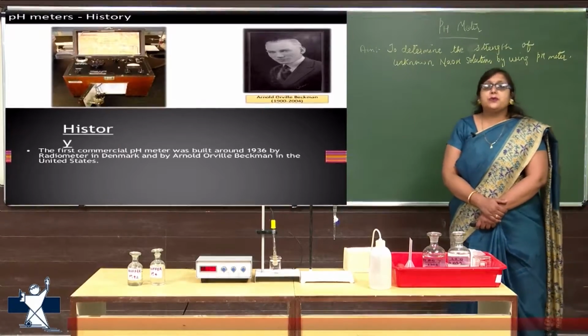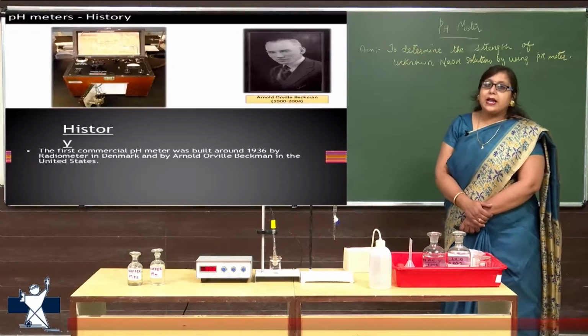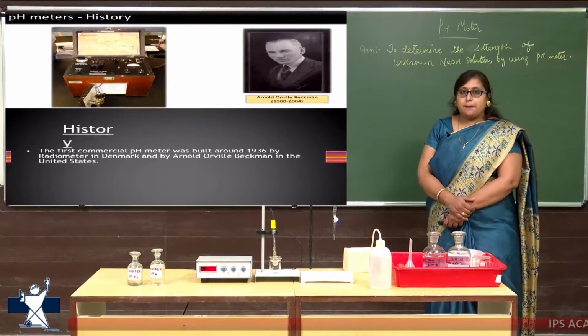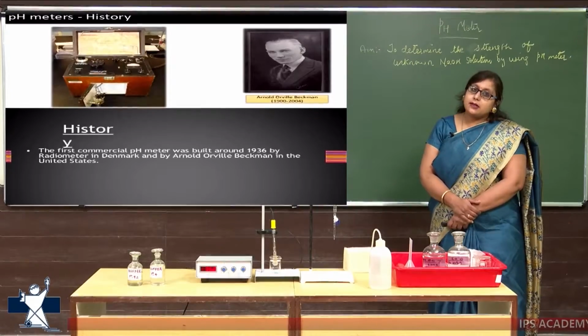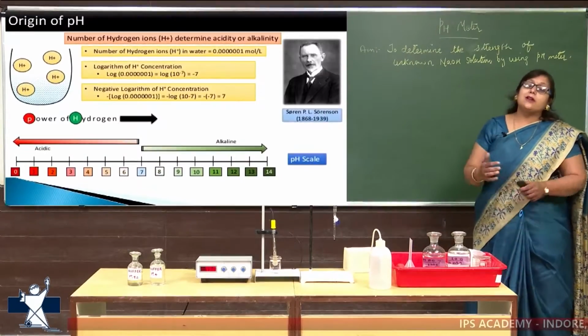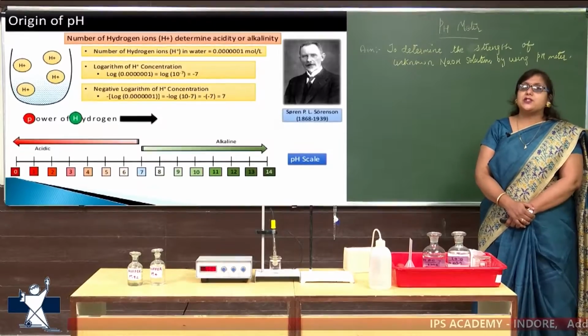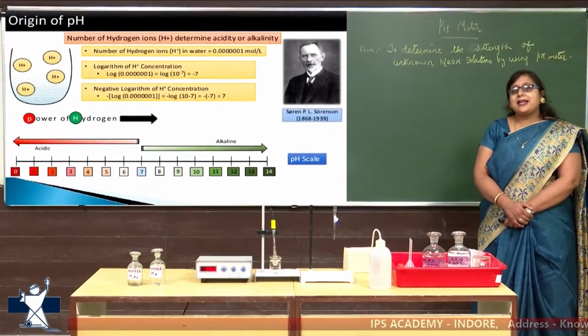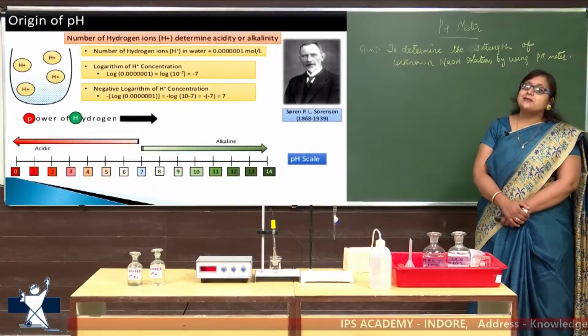First of all, the pH meter was commercially built around 1936 by Radiometer in Denmark and by Arnold Beckman in the United States. What is the origin of pH? Basically, what is the concept of pH? pH is based on the determination of the number of hydrogen ions, to determine the acidity and alkalinity of a solution.